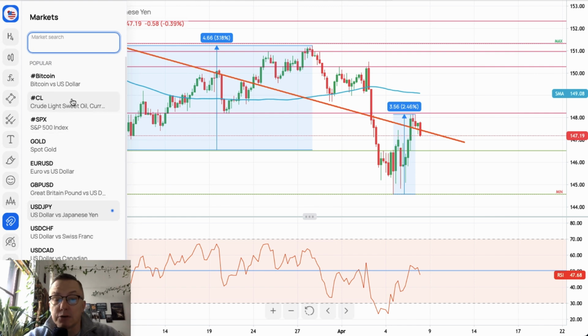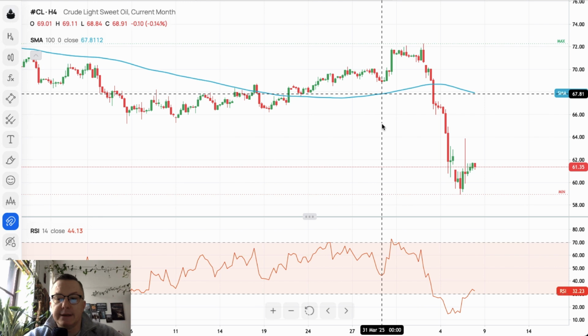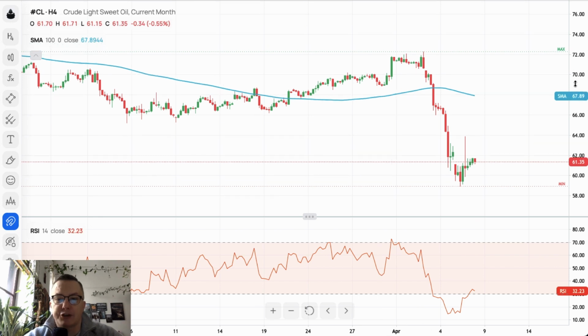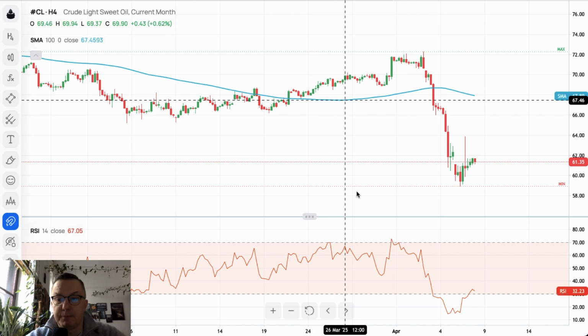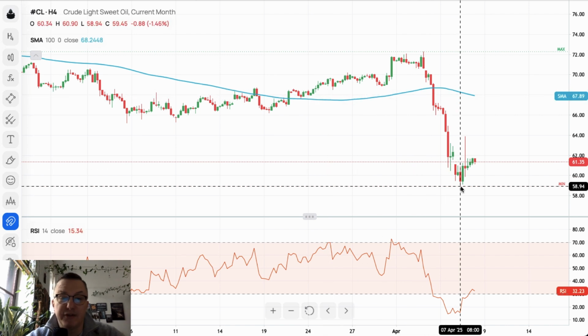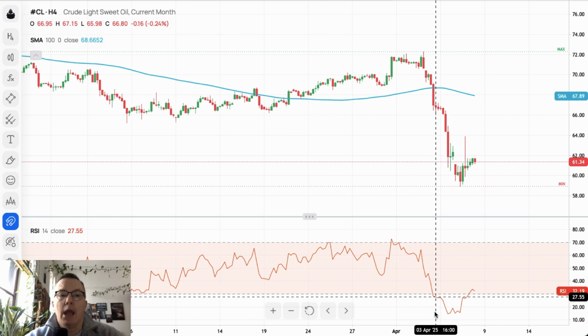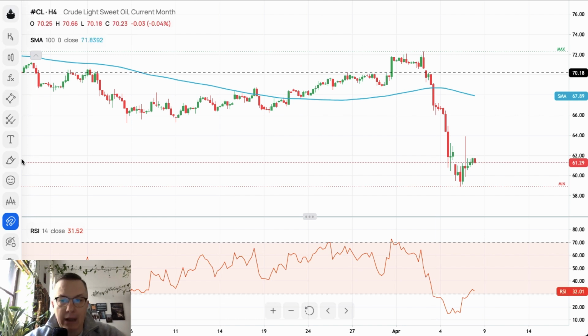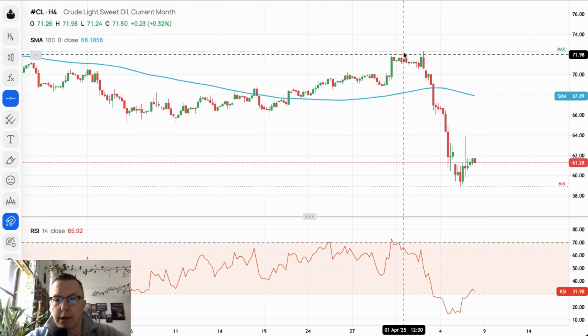Let's take a look at the crude oil, because we got the crude oil data coming over, and as you can see, the crude oil has crashed from the levels of 71 back down towards the level of 58. So that's cheap and extremely oversold.